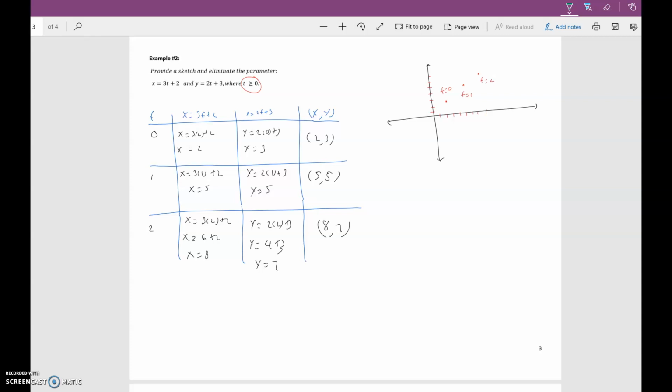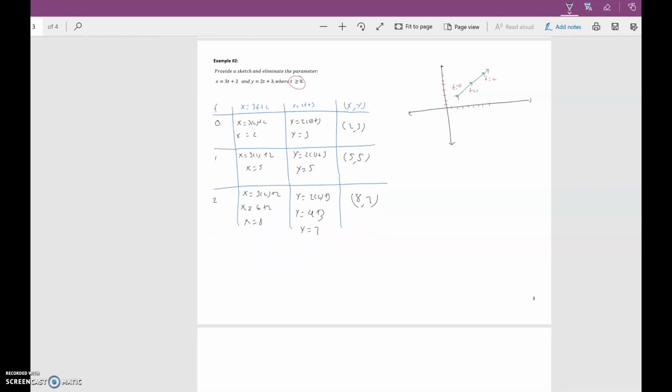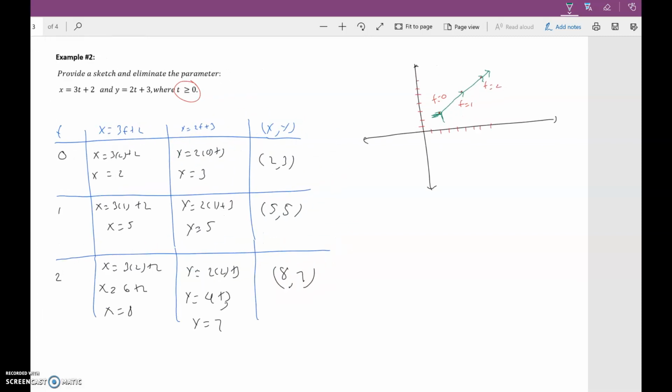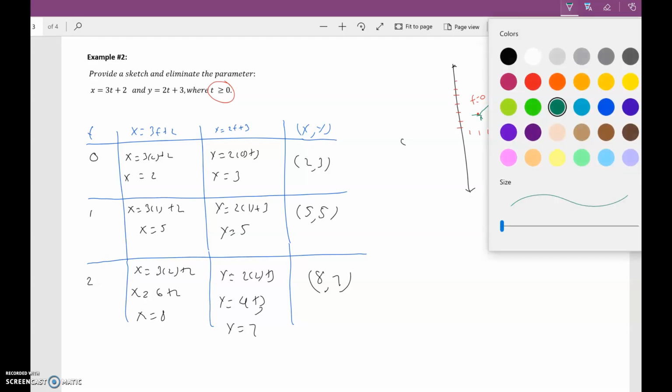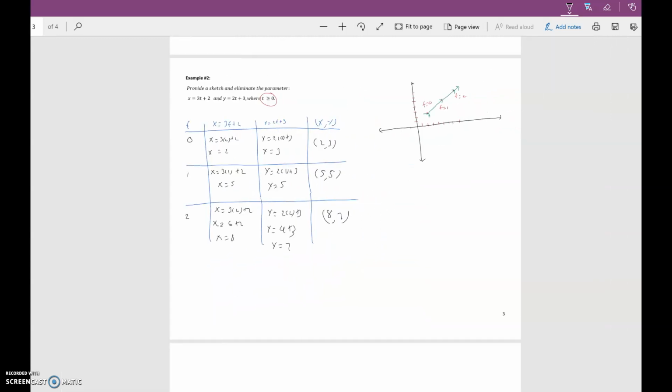Now let me actually write it in this format, and notice that your actual function is increasing towards positive infinity on the axis. So that would be your parametric equation. This one's actually linear. Notice that I'm putting all the arrows going in a specific direction. That's because it's based on the values of t. Okay, so there's a sketch.